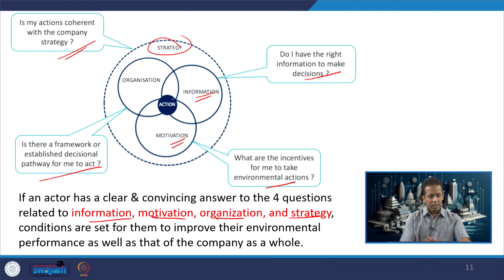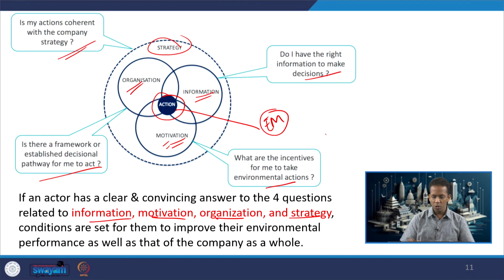Okay. So, the actor here, though it is mainly an environmental manager, in different aspects, whether it is organization, motivation, information or strategy, the other levels of management may be involved, including top management as well as the lower management, including employees. So, if this actor has a clear and convincing answer to these 4 questions, then it will contribute positively to individual performance as well as the company's performance so far as the environmental front is concerned.